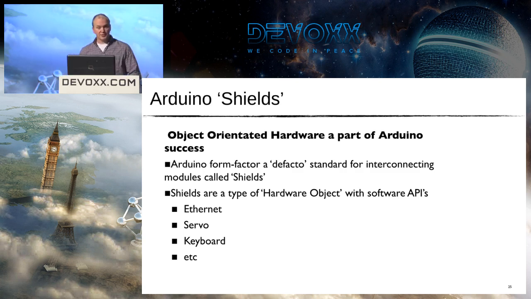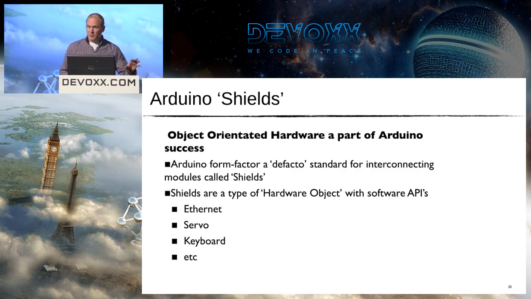Another part of the success story for Arduino is the idea of a shield. Now, a shield is a type of modular hardware. It's a hardware object of a sort. Now, a shield is typically delivered with an API, and so you can plug a shield into the Arduino platform and then use the API to use it.